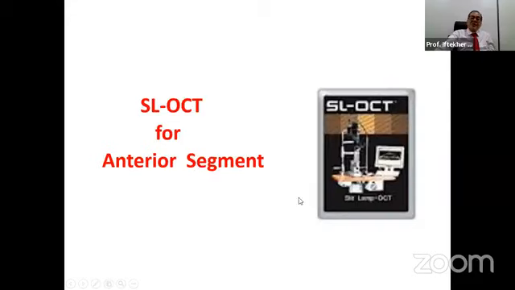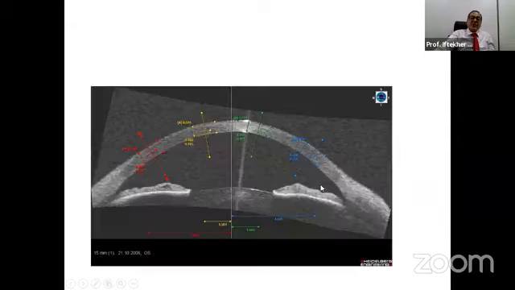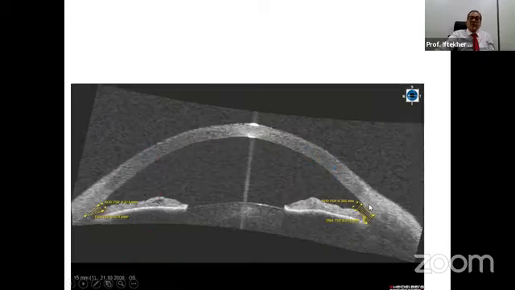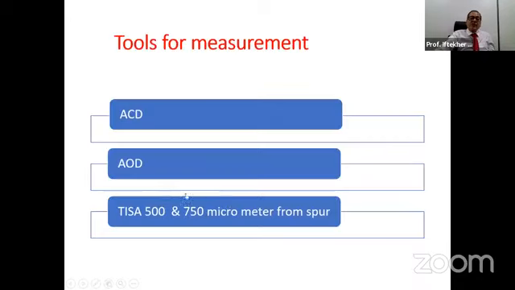SL-OCT: here the OCT is mounted on the slit lamp, so good quality images can be obtained by the SL-OCT. This is one of the images of the SL-OCT. We can see here different locations of the cornea. We can see the thickness, we can measure the pupillary diameter, we can measure the anterior chamber depth, and we can measure the angle with different tools. These are the tools: angle opening distance, trabecular iris surface area 500, 750, and it is always measured from the scleral spur region.